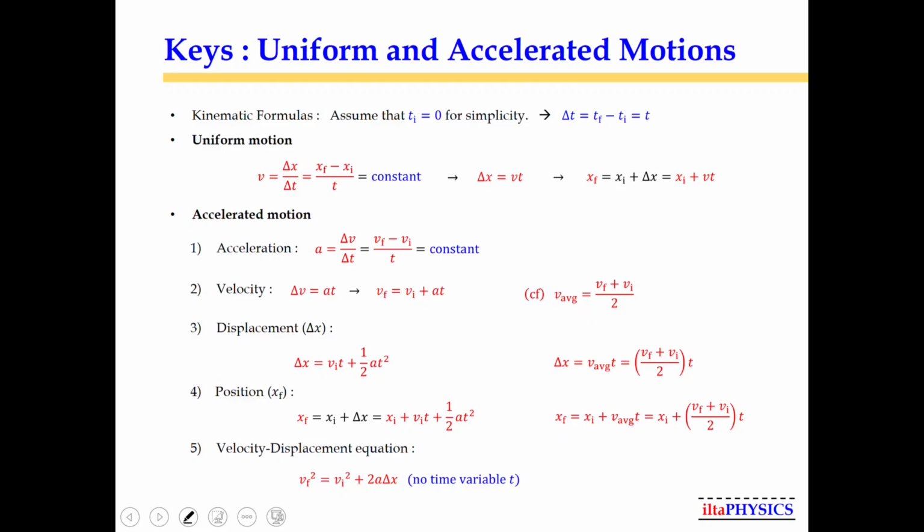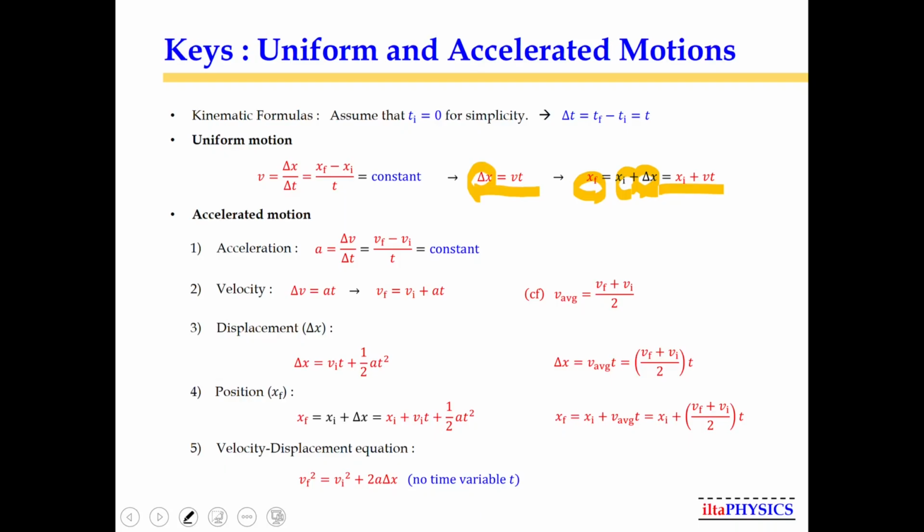First, uniform motion is the motion of an object moving at a steady speed. The velocity of an object is defined as the change in position, which is displacement divided by time. As shown in the formula, displacement is the final position minus the initial position, and we divide this by the time interval to get the velocity. In uniform motion, this velocity is a constant value. The displacement of an object in uniform motion is calculated by multiplying the velocity by time. Therefore, the final position of the object is the initial position plus the displacement.